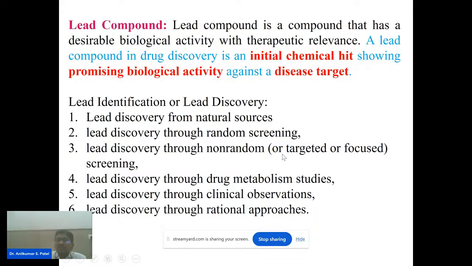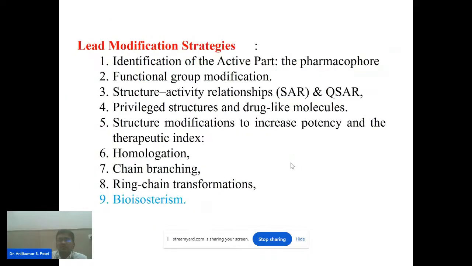Means we design a particular compound for a particular biological activity with particular structural parameters. So these are the steps for lead identification or lead discovery. But we are going to see the further step: after the lead identification, how we can modify the lead and how it is helpful for further drug discovery. So, lead modification strategy.